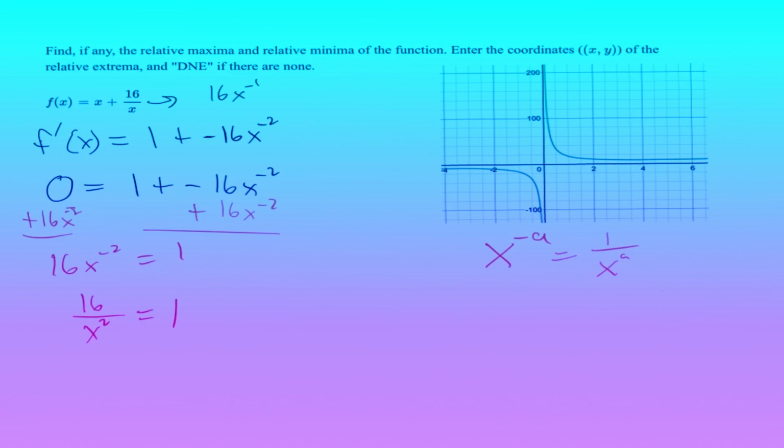And I could do this because I know that x is not equal to 0, right? 0 is not part of our domain because look, I can't divide by 0. So 0 is not part of the domain. I don't have to worry about that. So what are we left with? We're left with 16 equaling x squared.